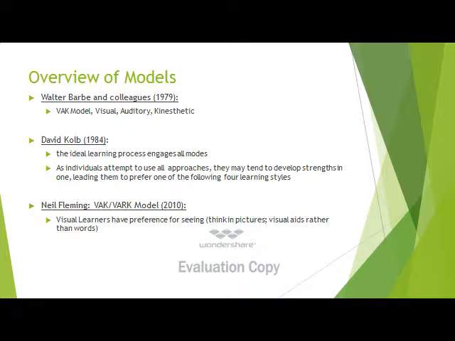For a quick overview of learning model types, we start with Walter Babb and colleagues, who started to develop the VAC model, that visual, auditory, kinesthetic model. Then in the 80s, David Kolb took this approach further and suggested that learning doesn't take place in individual types, that learning needs to come from a well-rounded area to enhance retention of the material. And finally, Niall Fleming took the VAC model a step further, suggesting a VARC model, adding an R.